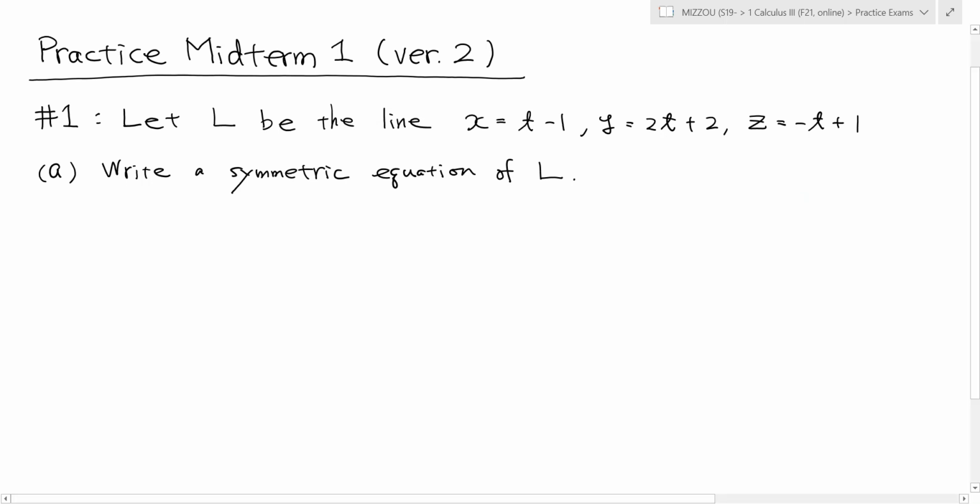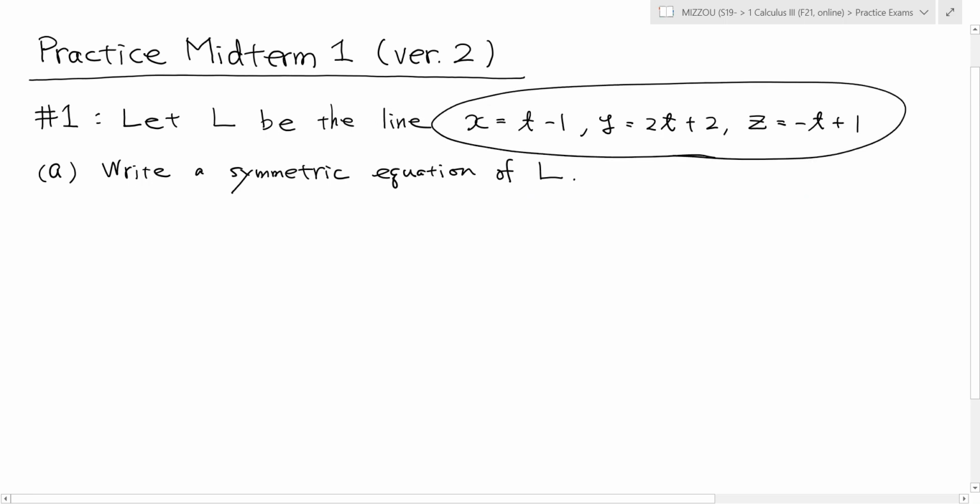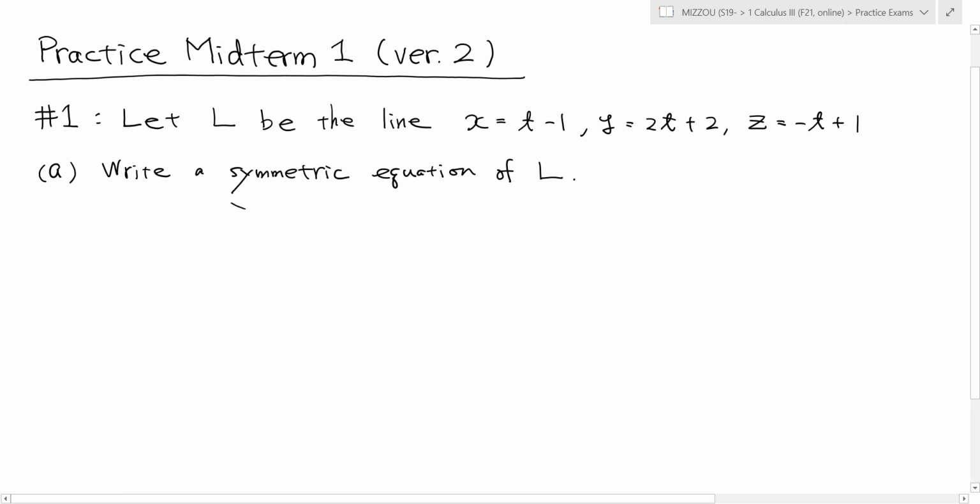Okay, this is the solution video for practice midterm number 1, version 2. Problem number 1: let L be the line given by this parametric equation. Part A, find the symmetric equation of L. So here's the answer.